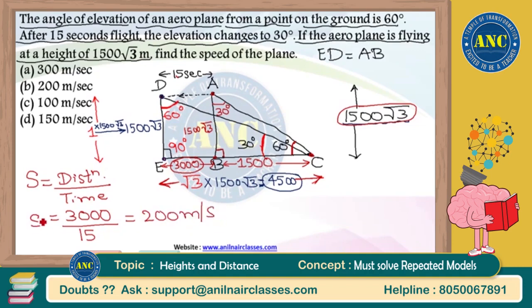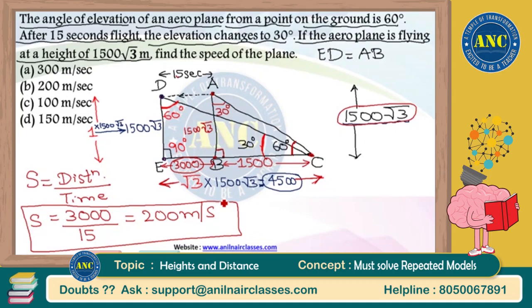You do not need anything which is given in the textbook, like applying tan 30. Tan 30 is opposite by adjacent. Opposite is nothing but DE, adjacent is EC, and then you substitute the tan 30 value as 1 by root 3.